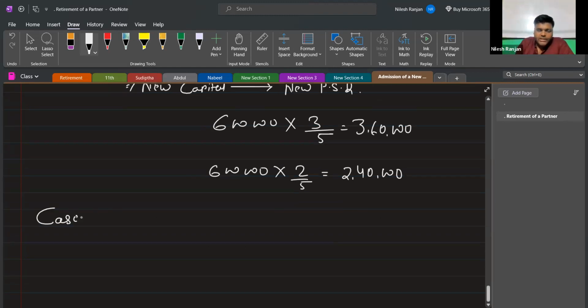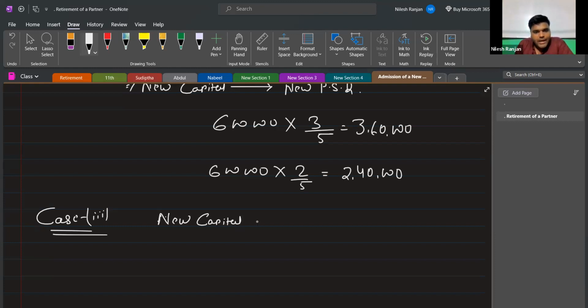Case 3, the last case. Actually, it is a little complicated. If you want to understand it, please focus. So in this case, you will not be given the new capital. New capital will not be given. So what do we generally do in this case?